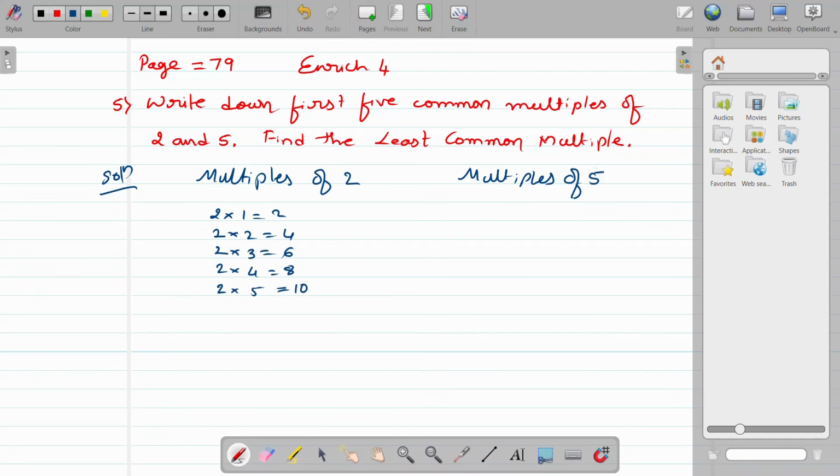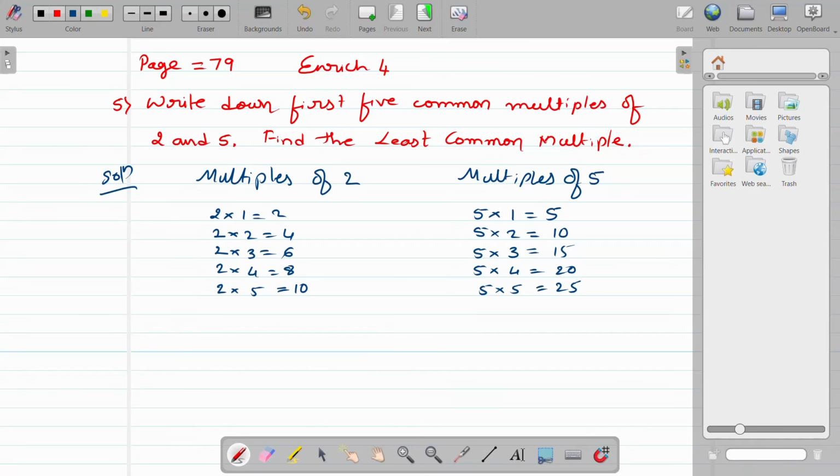Same way, on the right side, I will find the multiples of another number. The other number is 5. Because of that, I will write here the first 5 multiples of 5. 5 ones are 5, which is the first multiple of 5. The second multiple of 5 is 5 twos are 10. The third multiple of 5 is 5 threes are 15. The fourth multiple is 5 fours are 20. And the fifth multiple is 5 fives are 25. Now we have written the multiples.